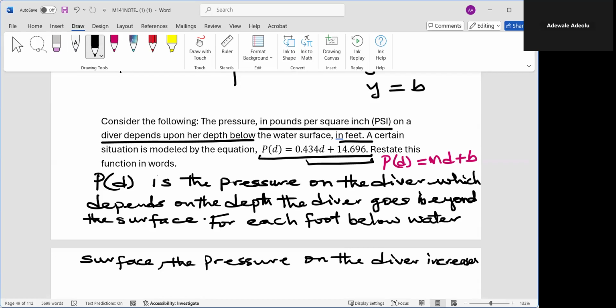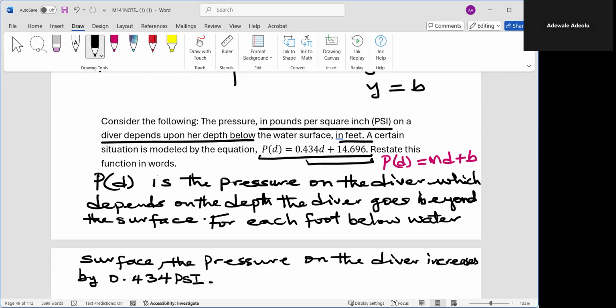How do I know that it is increasing? Because the number here is positive. If it is negative, it means the rate of change is decreasing. Okay, so the pressure on the diver increases by 0.434 psi.